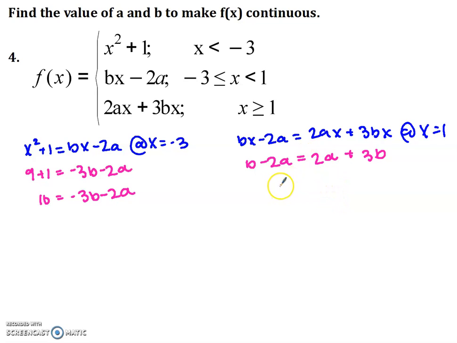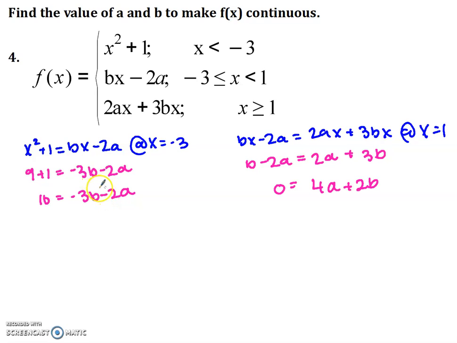Okay. Then I'm going to move all my variables to the same side. I'm going to move them to the left just to keep it all positive. So if I subtract b, that'll give me 2b. When I add this 2a to this 2a, that'll be 4a.